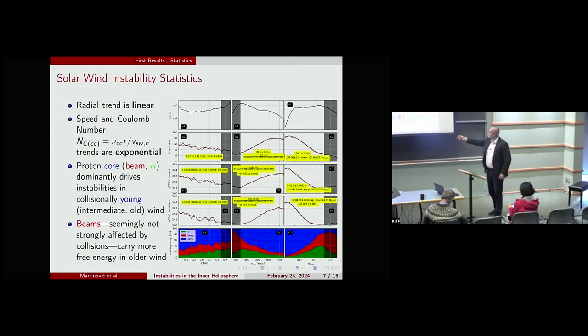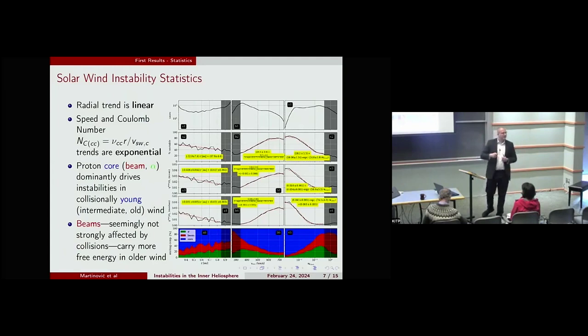The black lines are the actual results. The red line is a linear fit. Then the last subplots, A5, B5, C5, show the emitting component. So is the core or the beam or the alpha the component that emits the most power?